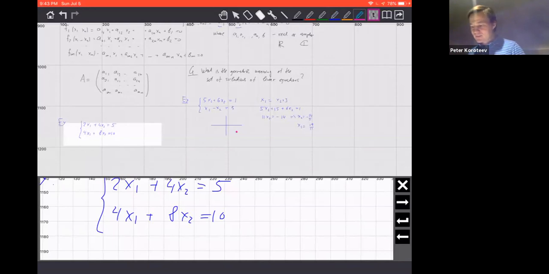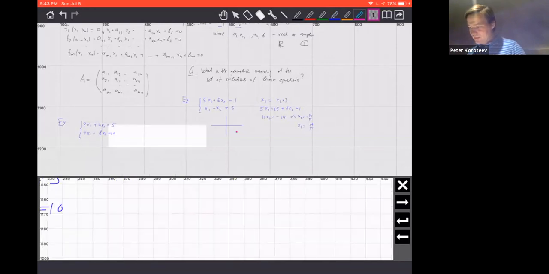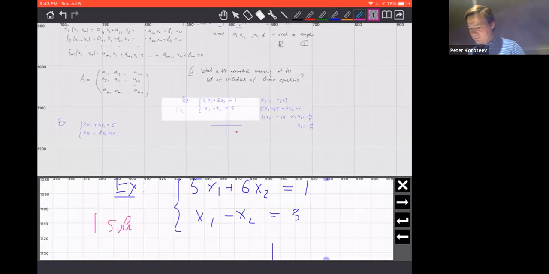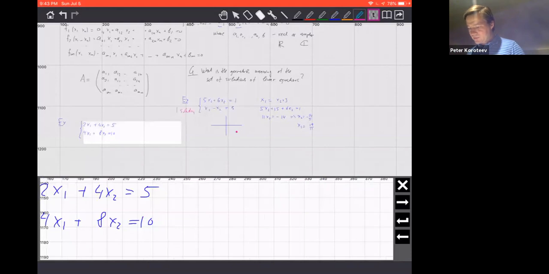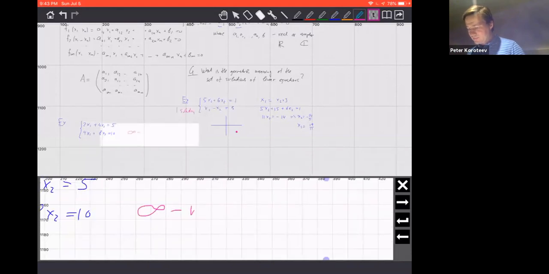But there is this math. So here, we'll just go here. There was one solution. Here we have two solutions. Here we have infinitely many solutions.